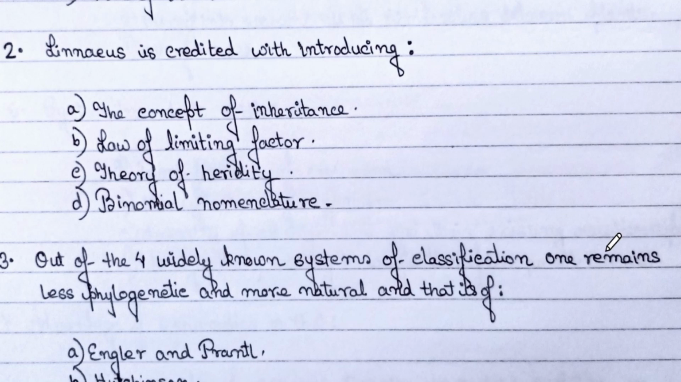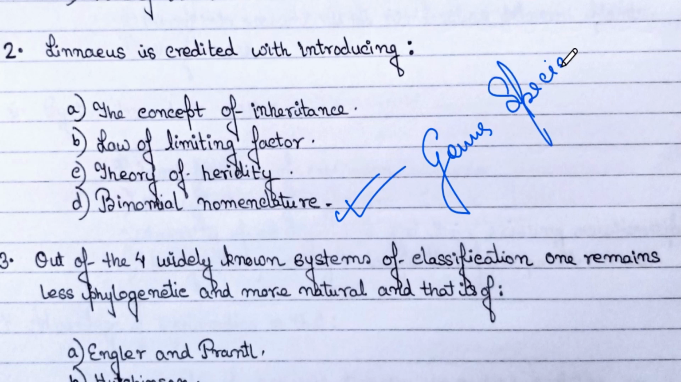Now let us come to your second question. Linnaeus is credited with introducing the concept of inheritance, law of limiting factor, theory of heredity, binomial nomenclature. Answer is straight away binomial nomenclature. Genus and species: genus will have a capitalized first letter, species won't have a capitalized first letter, and each should be underlined separately. So this binomial nomenclature is suggested by Linnaeus.